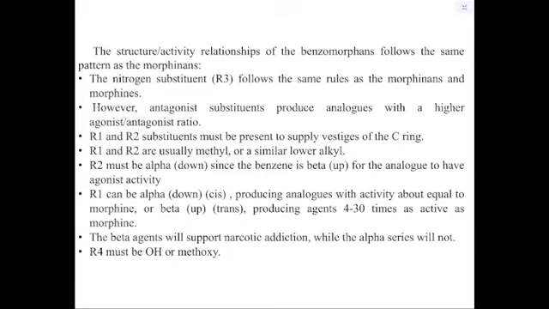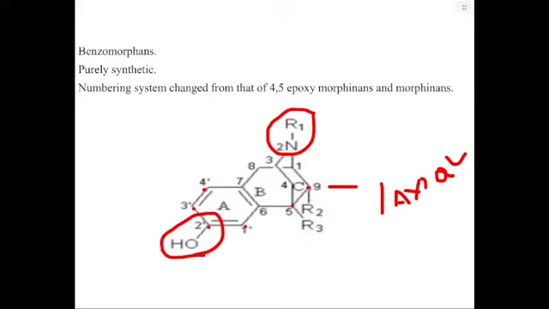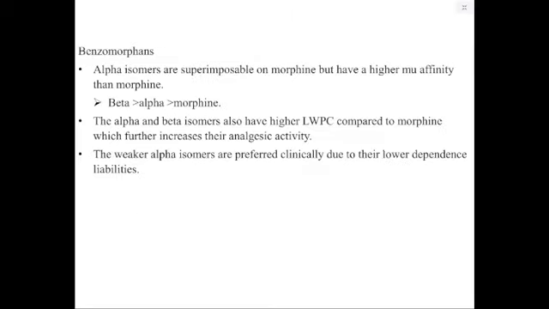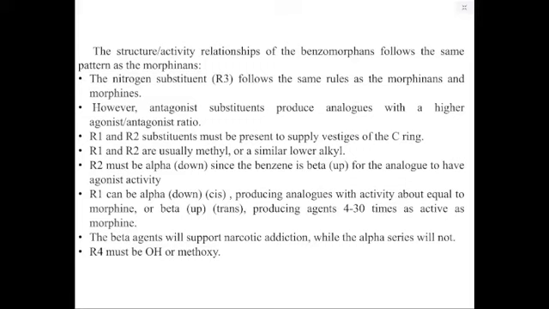The SAR follows the same pattern as the morphinans, and of course, if it follows the same pattern as the morphinans, it means it also follows the same patterns as morphine and its analogs. The nitrogen substituent R3, again, follows the same rules, as we have said, as the morphinans and the morphines. We have just given it R3. I should have changed it. Let's just say the nitrogen substituent R3 follows, because we are calling it R3 because we are saying the other substituents R1, R2 follow. So it depends. It can be R1. It depends on how you number them. If you call it NR1, the other ones will be R2, R3. So when you are discussing, make sure you retain the same numbering. The nitrogen substituent R3 follows the same rules.